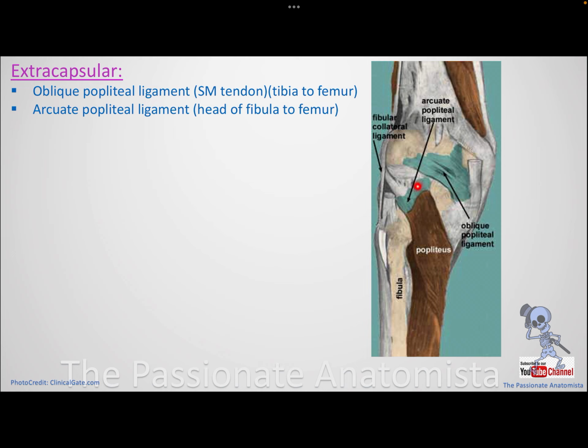What about the arcuate? We need to be fair: the oblique popliteal ligament was from the semimembranosus, and it goes to the tibia, because we know that the semimembranosus goes to the posterior tibia. Okay, great. We need another one that attaches the femur to the head of the fibula. That is going to be the arcuate. So we said that we have 6 extracapsular ligaments. We have medial and lateral collaterals. We have oblique and arcuate popliteal ligaments.